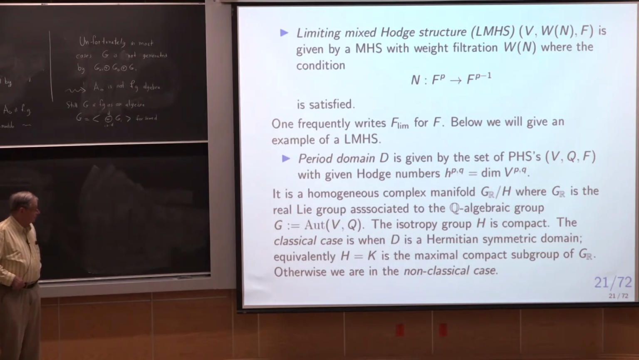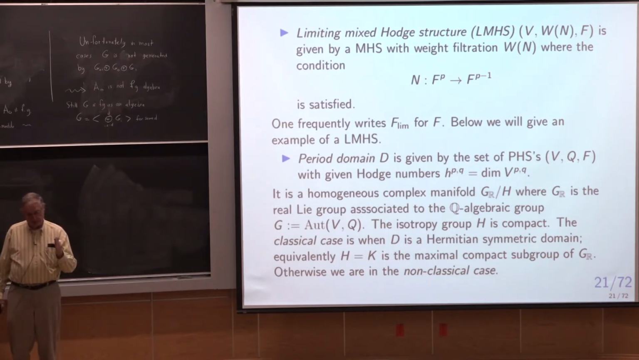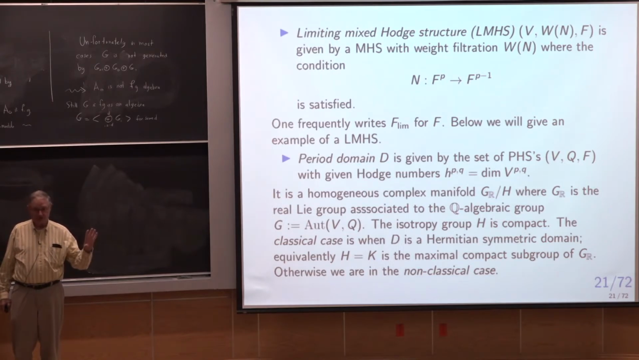Among those are the special ones, the Hermitian symmetric ones, where the isotropy group is the maximal compact subgroup. That's the so-called classical case. These correspond to Hodge structures arising from algebraic curves and from K3 surfaces, and that's it. Anything else is non-classical.